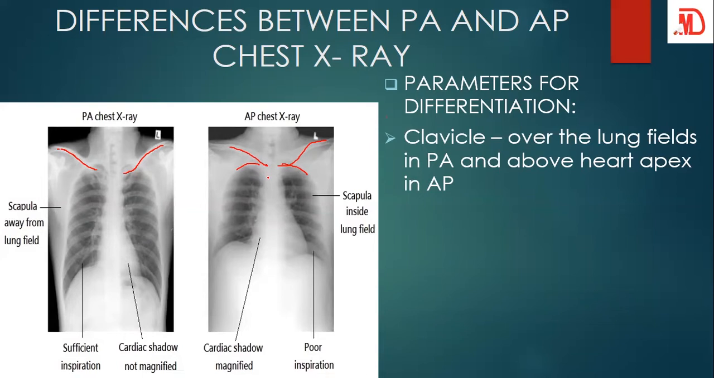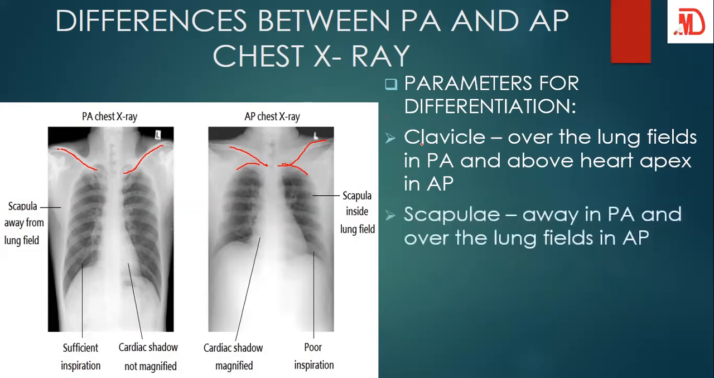Some books will say it is more horizontal on an AP chest view. And I don't disagree, right? So look at it. It looks like it is transverse in nature compared to the clavicle that are seen on the PA view. So very, very important. So use the clavicle to help you with the differentiation.